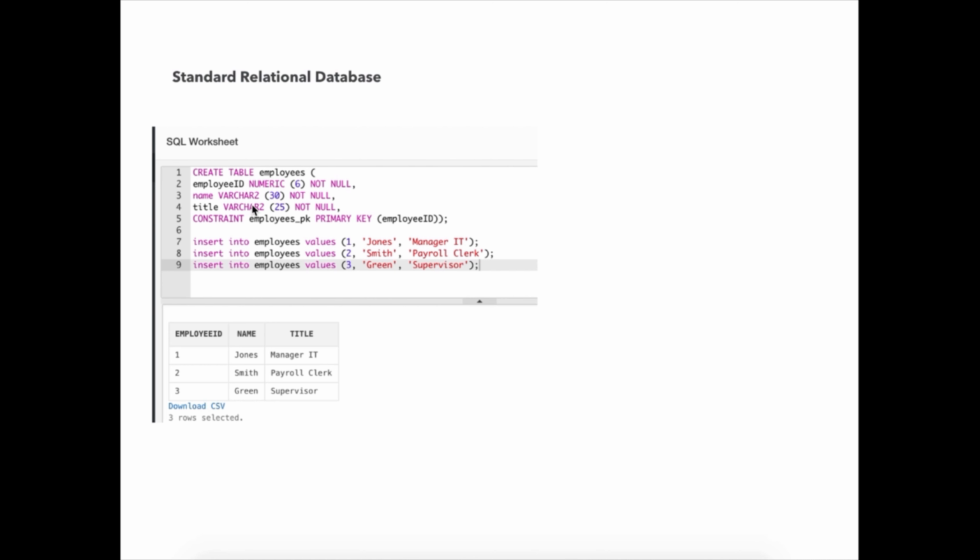If we try to enter any other data types in these fields, we will be prompted with an error. What do I mean? Employee ID must be numeric. Name must be varchar. If we set up the structure of the table to be varchar or numeric, then when we enter the information, it has to be varchar or it has to be numeric.